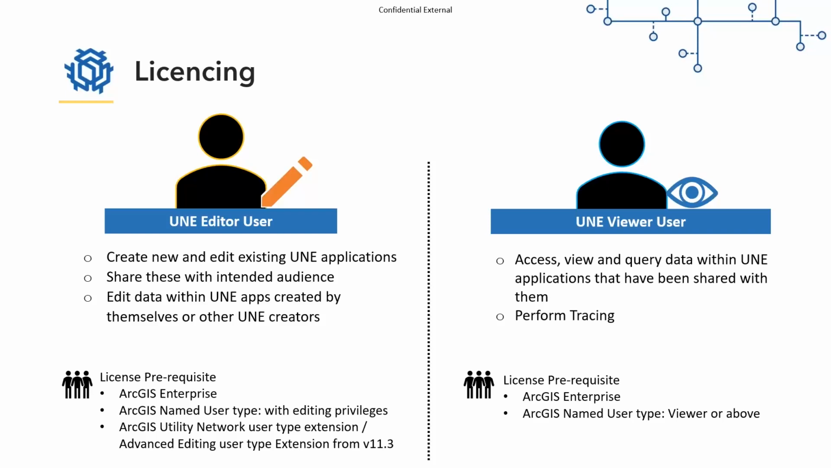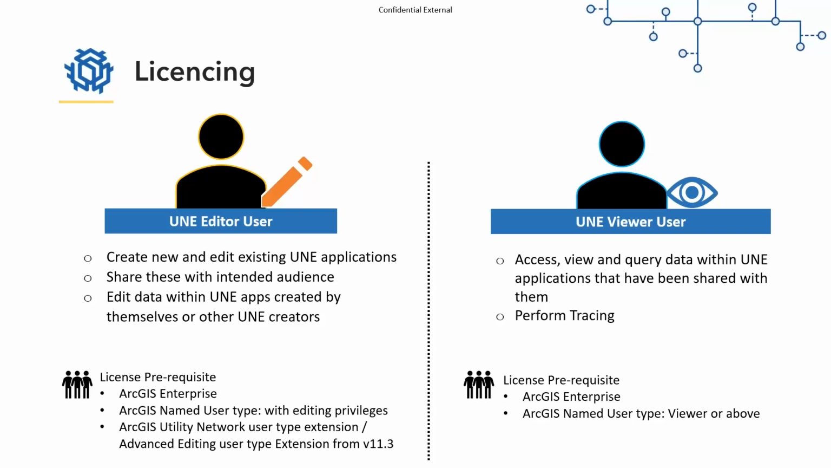And in this next release, the utility network named user extension is no longer required for users who are not editing the utility network. Now, this is a significant change for us as an industry around the way that this will be able to open up the utility network to other users that don't have to have that named user extension. So as we can see on the slide, currently we have a single named user type, which is the editor on the left-hand side of the screen.